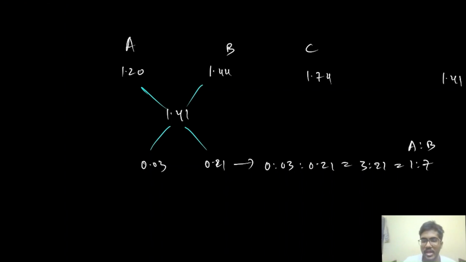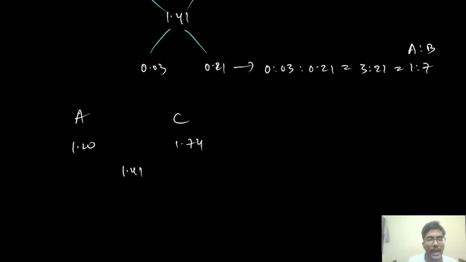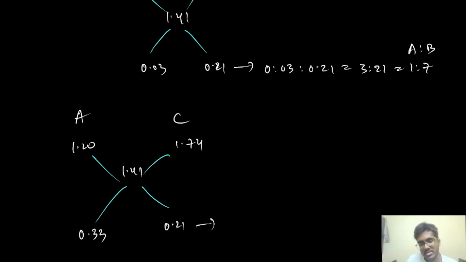Now what is the next thing? Where can you put 1.41 again? So you can put it between A and C as well. A is 1.20, C is 1.74. You can put 1.41 there as well. So you can write A here, you can write C here, you can put 1.20 and 1.74 here, and between them you can put 1.41, and now you can take the difference. So what do you get after you take the difference? You get the value of difference here as 0.33, and here as 0.21. So this is basically 33 is to 21. This is basically 11 is to 7.